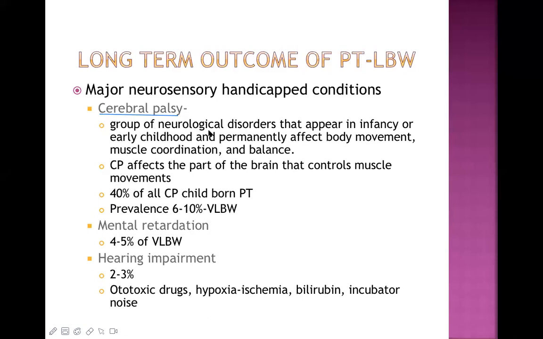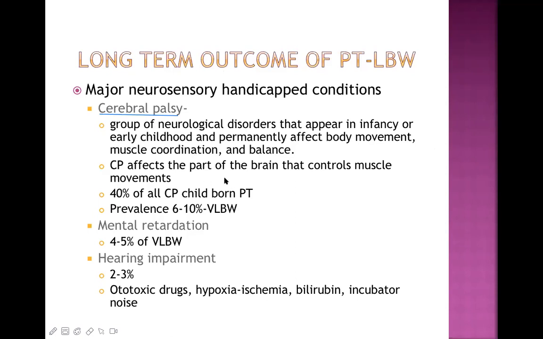Now, cerebral palsy means it's a group of neurological disorders that appear in infancy or early childhood, and it permanently affects body movement, muscle coordination, and balance. When the brain is developing, if something happens during that time, maybe some congenital anomaly, maybe some infection, or some other disease, it may badly damage the development of mainly the motor system. Look at this term here: body movement, muscle coordination, and balance. These are all functions of the motor system. So cerebral palsy is mainly concerned with development of the motor system, and it is not progressing after that. Whatever has developed will remain like this. So this condition is known as cerebral palsy.